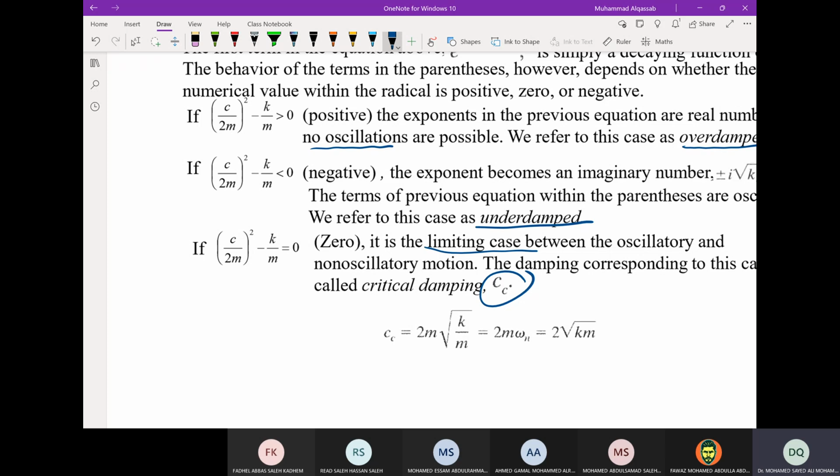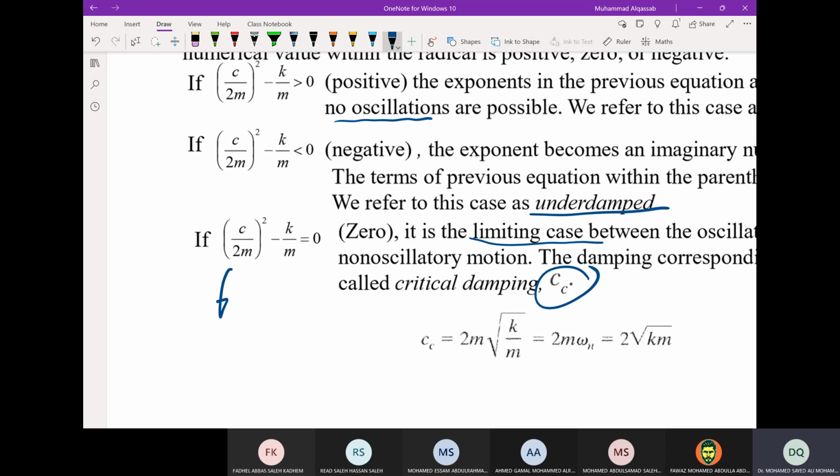And it can be obtained by, since this is equal to 0, you can put C over 2m squared equal to K over m. Then we call this value Cc, and you can take the square root and get Cc equal to 2m square root of K over m. And K over m, we know it is omega n for the spring mass system. So it is 2m omega n, or you take m inside the square root, you will get 2 square root of km. This is the value of Cc.